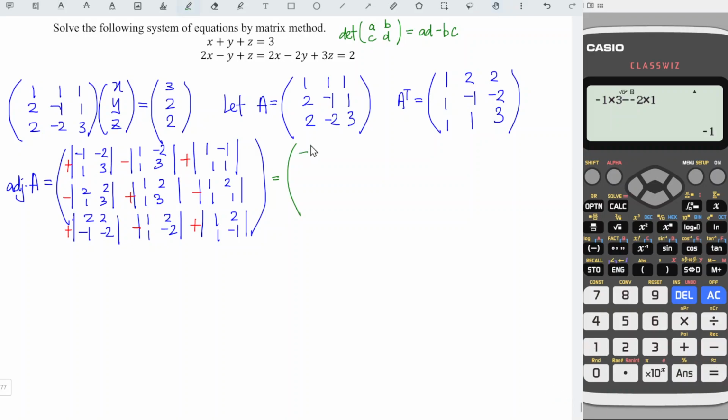If we want to speed up the process, we can make use of the calculator function. Press menu, look for the matrix function 4, define matrix A, so we have matrix A, which is a 3x3 matrix. So we press 3 and 3. So we input the entries accordingly. We have 1, 1, 1, 2, minus 1, 1, 2, minus 2, 3.